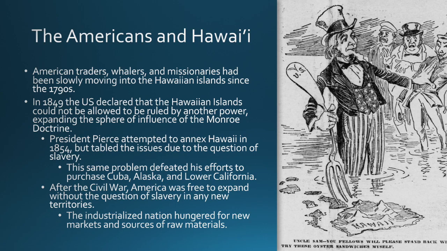And this same problem also later defeated Pierce's efforts to purchase Cuba, Alaska, and also Lower California. And when I say Lower California, what I mean is not really California, if you think of it now, kind of like part of Mexico. There's like a peninsula, like the Californian Peninsula, that goes off the western coast of Mexico. He wanted to purchase that too.